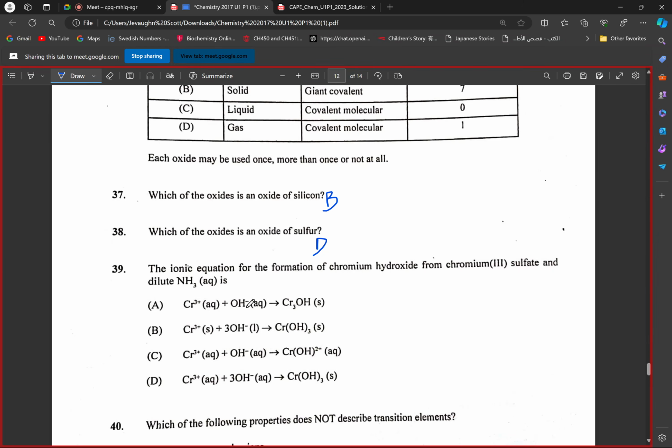What would be the formula for chromium hydroxide? Cr2... OH3. It wouldn't be Cr2. It would just be Cr(OH)3. Therefore, this is wrong and that is most definitely wrong. So it's either these two.